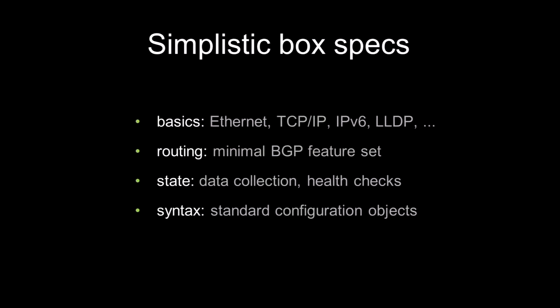Our requirements for the box are very simple as well. The box just needs to do some basics. It needs to support Ethernet. It needs to have some decent TCP/IP stack. It needs to do IPv6 and support some very basic industry standard network protocols. On the routing, it's just BGP, and the feature set we on purpose keep very small.